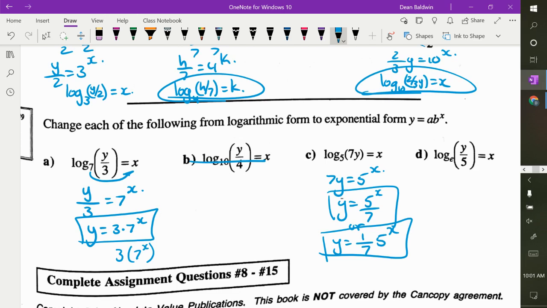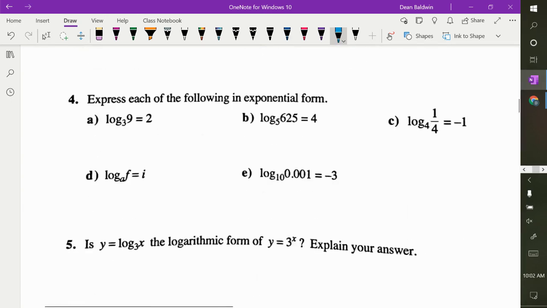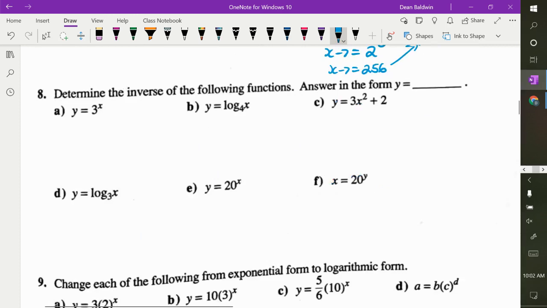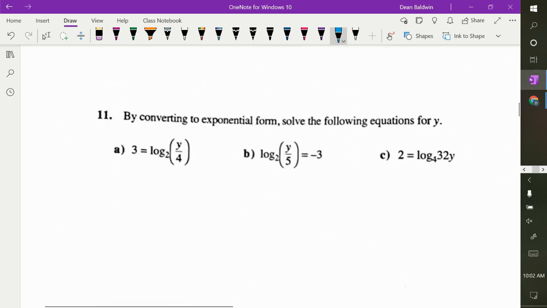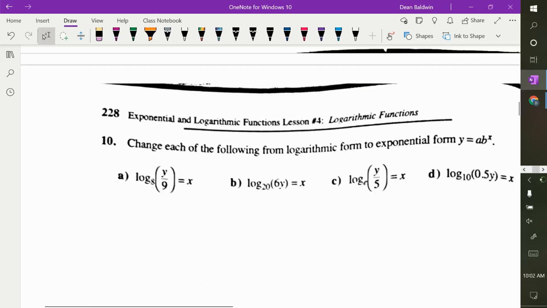All right. Are there any questions about that? No? Okay, I want everybody to go to question 11, please. I will in 1 second. Question 11 on page 228.